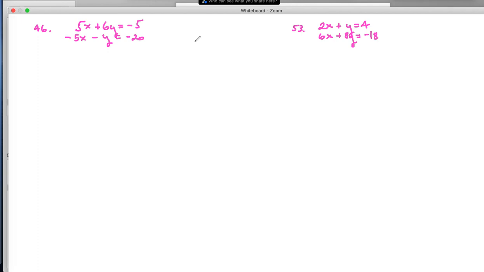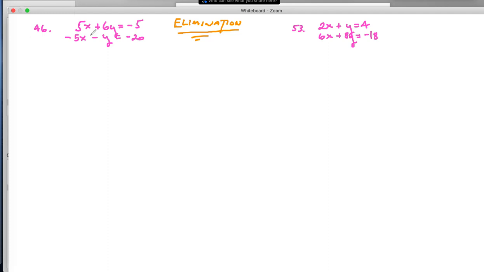Now, in these two, the directions read, they say solve the system by elimination. So this is by elimination. This is elimination. Okay, so what does it mean when we solve a system by elimination?